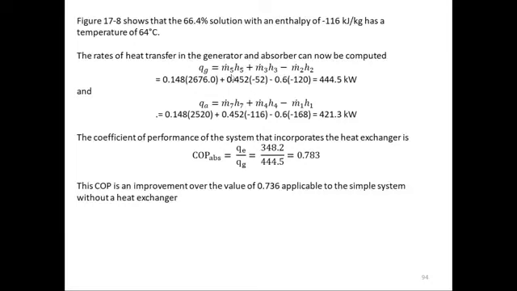We do the same energy balance to calculate the energy transfer in the generator and in the absorber. These are the two new values after the heat exchanger. So the COP of the system is now 0.783 with the heat exchanger. Previously it was 0.736. The new value is higher, an improvement over the value of 0.736 before the heat exchanger. With the heat exchanger you get a better COP value, but it's still less than 1.